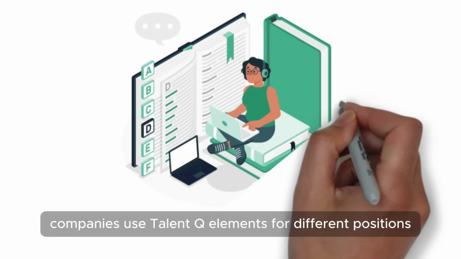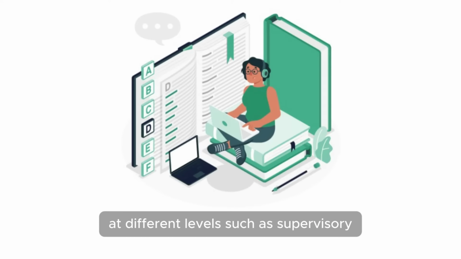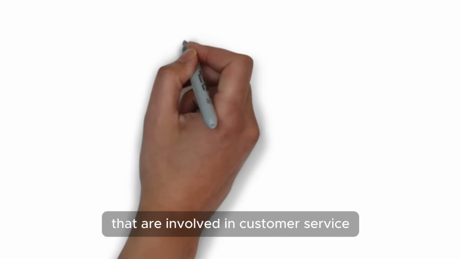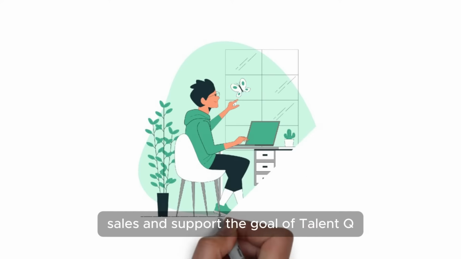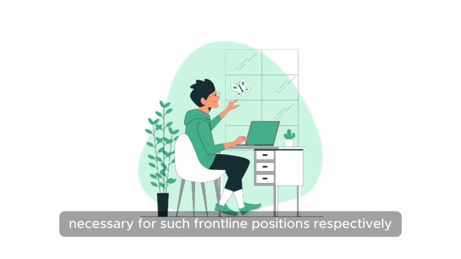Typically, companies use Talent Q Elements for different positions at different levels, such as supervisory, graduate, and professional. Talent Q Aspects tests are used for choosing employees that are involved in customer service, sales, and support. The goal of Talent Q Aspects is to measure skills necessary for such frontline positions, respectively.